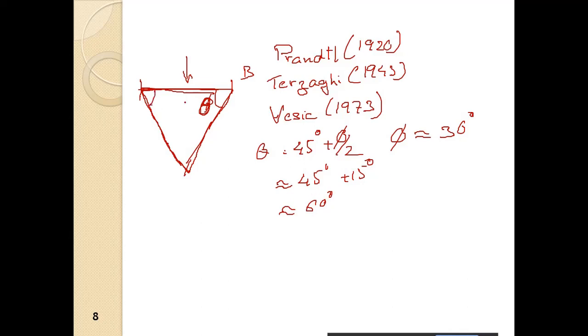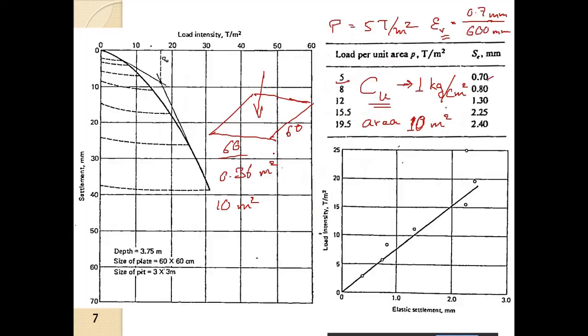So basically this is an isosceles triangle, or equilateral triangle. This depth we can consider to be B. So there is an elastic wedge, this is the elastic wedge, and the depth is B. We have to find out what are the stresses at the center of this depth, and we know that settlement is already given.